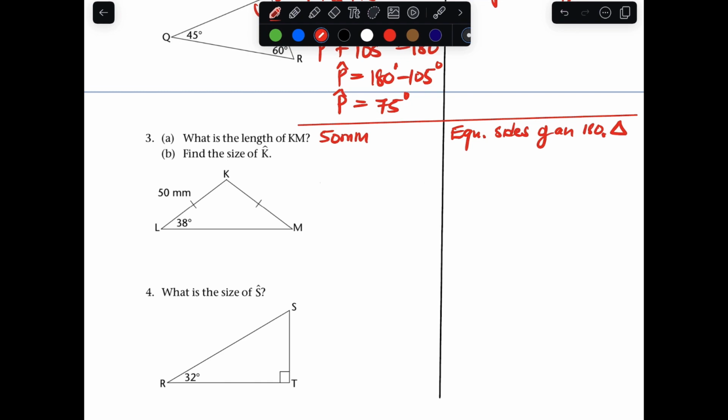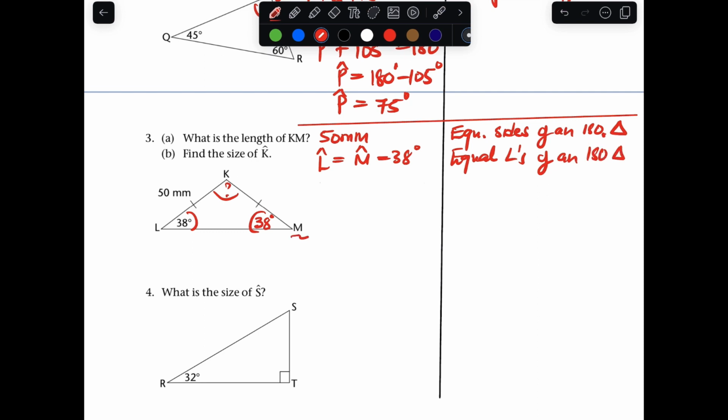Now it says find the size k, which means it wants this angle. We have to find this angle here. Since I said it's an isosceles triangle, guys, that means angle M is going to be 38 as well, because these two angles in an isosceles triangle are equal. So we are looking for K there, right? So what are we going to do? We'll say angle L is equal to angle M, which is equal to 38. So we'll say equal angles of an isosceles triangle.